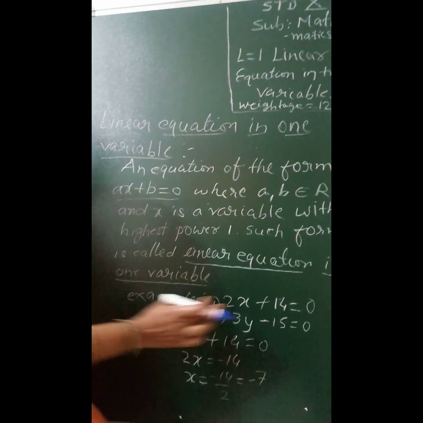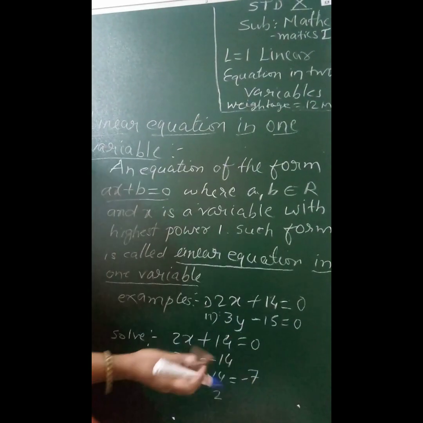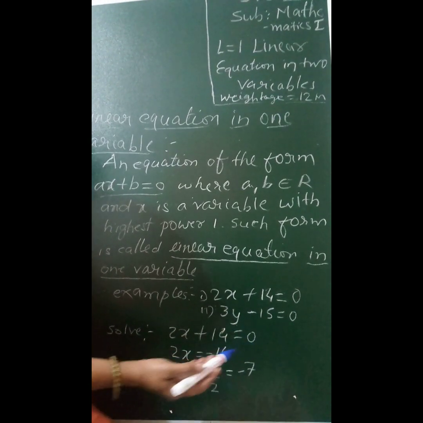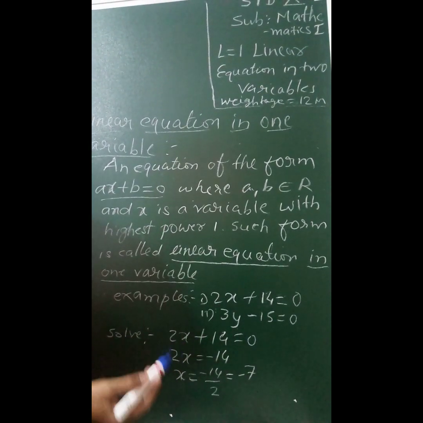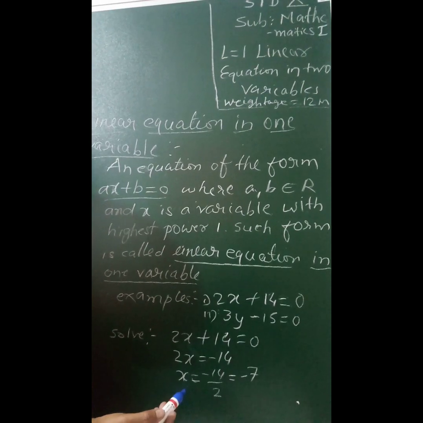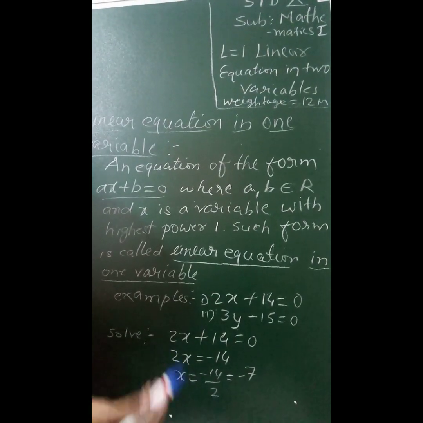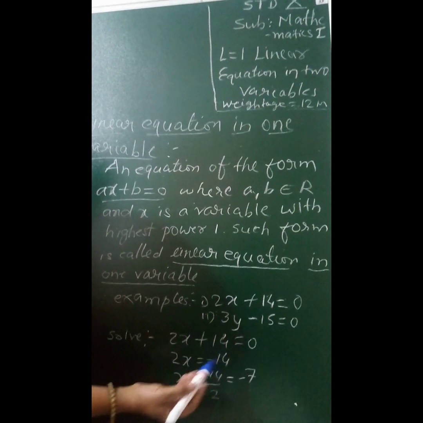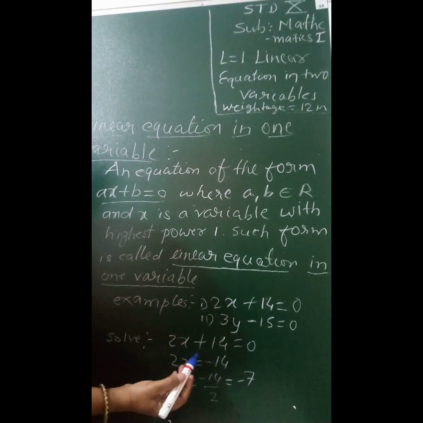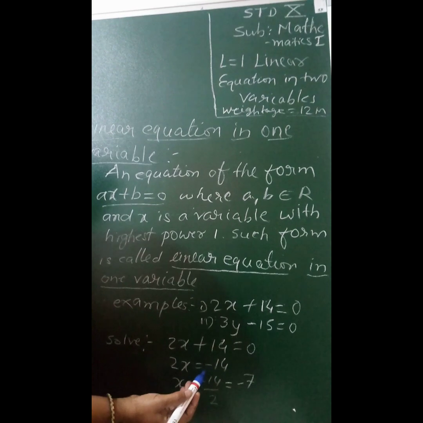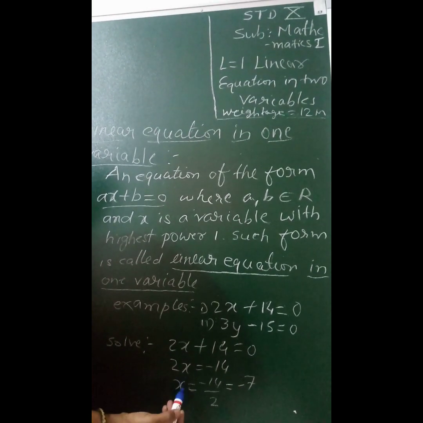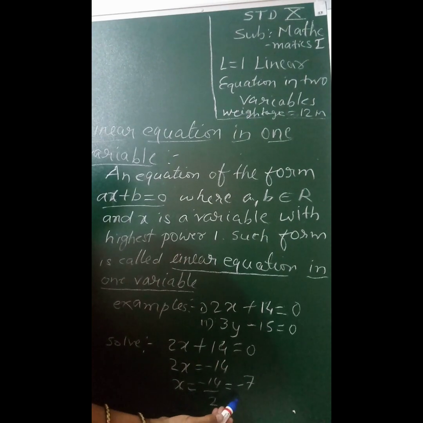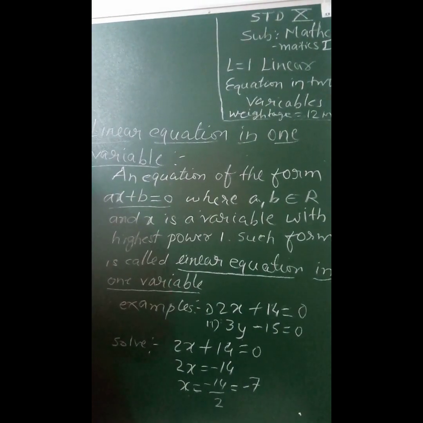For example, 2x plus 14 is equal to 0. Second example, 3y minus 15 is equal to 0. Now you know how to solve this linear equation in one variable. You have already studied this in 9th and 8th standard. Now I will take one example, the same example: 2x plus 14 is equal to 0. So 2x is equal to, transferring the plus 14 to that side, minus 14. So x is equal to minus 14 upon 2. So the value of x is minus 7. In this way you can solve the linear equation in one variable.